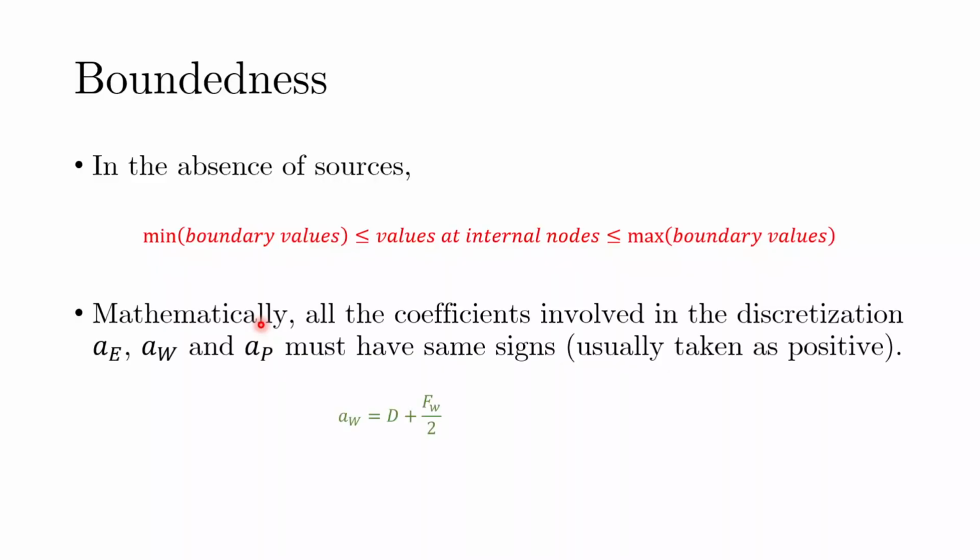So we saw that the coefficient AW in the system was given as D plus FW by 2. Here D is always positive, and F might be positive or negative. Let us say that if you have a positive velocity, then F is positive. And if you have a negative velocity, then we might have to look here. But if you look at this coefficient AE, for example, we can very clearly see that there is D and negative of FE by 2.